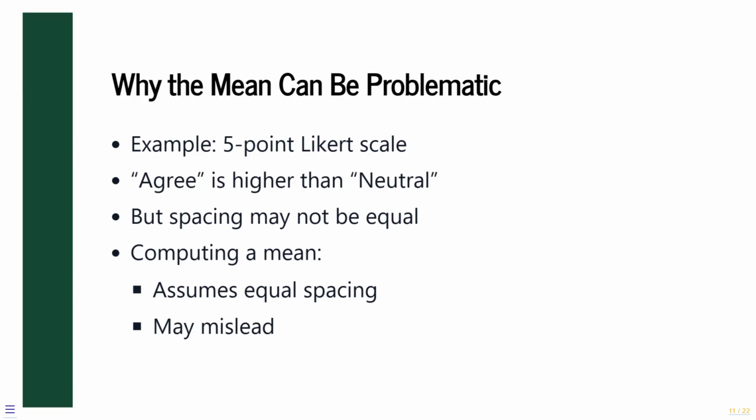If we assign numbers 1 through 5 to a Likert scale and compute the mean, we are implicitly assuming equal spacing between categories. But that assumption may not reflect reality. Agree may be higher than neutral, but we cannot guarantee that the step size is identical at each level. Therefore, computing a mean can create an illusion of precision that the data do not truly support. This is why we must be cautious when treating ordinal data as if they were fully quantitative.